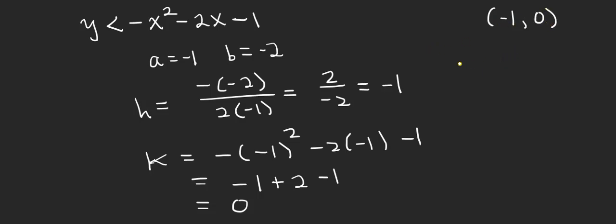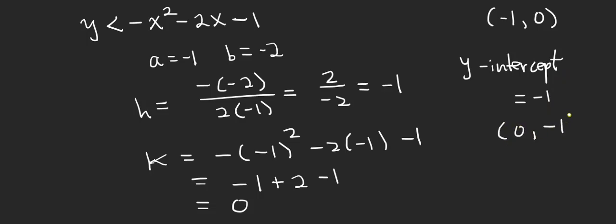What about the y-intercept? Well, the y-intercept happens when x equals 0. When x equals 0, you get negative 1. So we have a y-intercept at 0, comma, negative 1. These two pieces of information will help us to sketch the parabola.